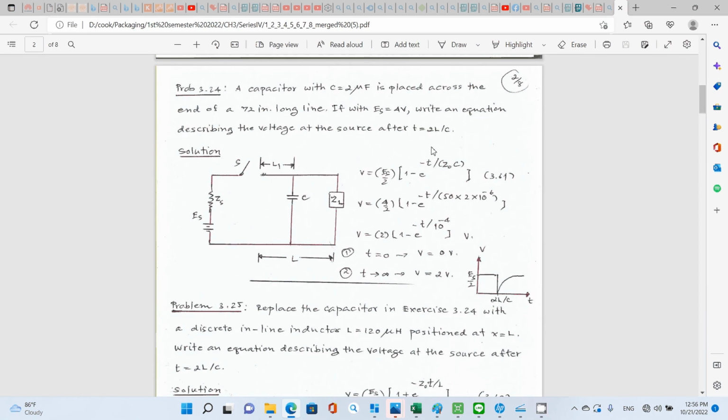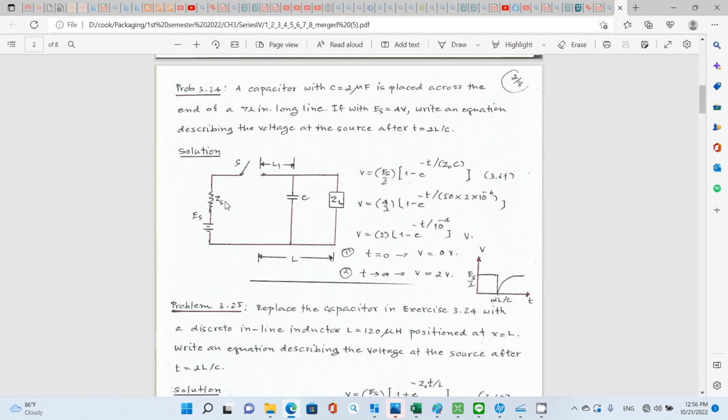Problem 3.24. A capacitor with C equal to 2 microfarad is placed across the end of a 72-inch long line. With ES equal to 4 volt, write an equation describing the voltage at the source after T equal to L over C. In this case, the termination is a capacitor instead of a resistor, and we worked out the equation before, 3.61. You have V equal to, that's actually VF.